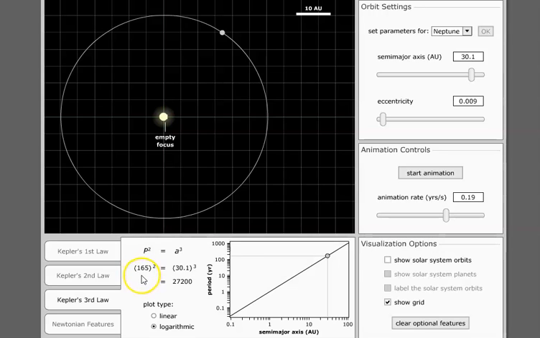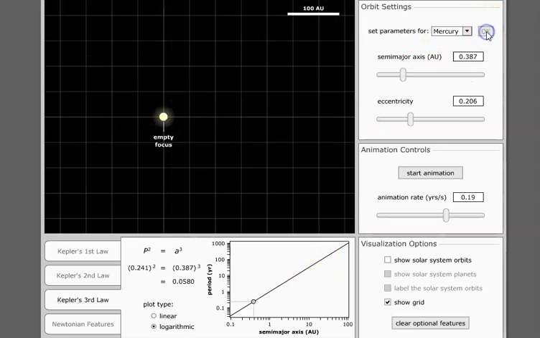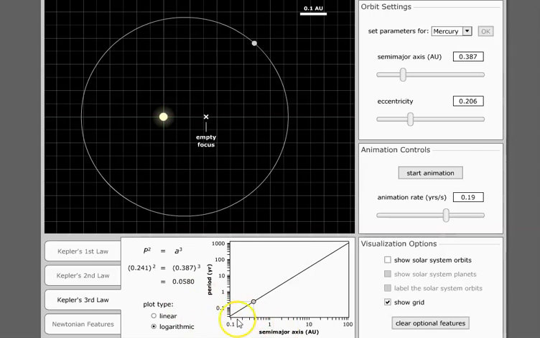Neptune has an orbital period of 165 Earth years. 165 squared, we take the cube root, gives us 30.1 astronomical units, and again you can see it falls along this line. Every planet falls along this line. Mercury, 0.241 Earth years for its orbital period, 0.241 squared, and we take the cube root, gives us 0.387 astronomical units.